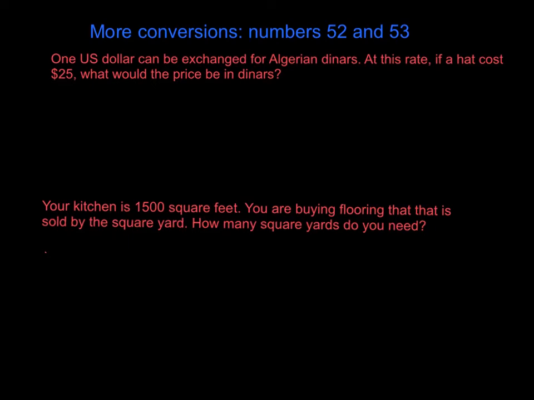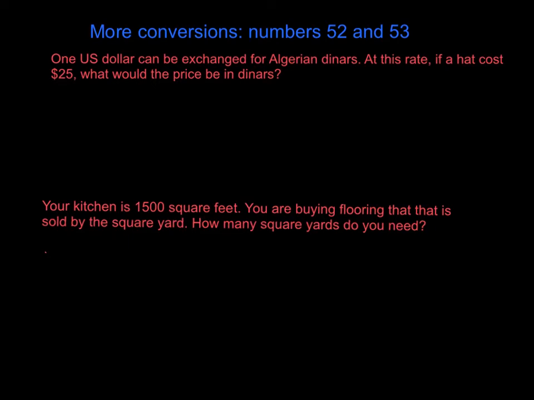This next part is on proportions, and proportional thinking is huge, because if there's a set rate, if we know that 2 of something costs $4, by using proportional thinking, we can figure out how many 10 should cost. So all you do is set up proportions. On number 52, it says that $1 US can be exchanged for 64.15 Algerian dinars. And then it wants to know that if a hat costs $25 in US dollars, what should the price be in dinars?